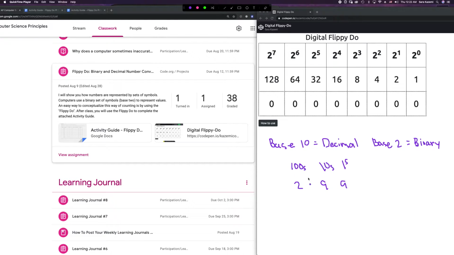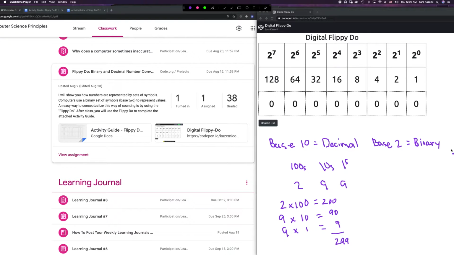But the reason why we know that it's 299 is because we have two 100s, so that's 2 times 100. We have 9 tens, and we have 9 ones. So if we calculate what each of these is, 2 times 100 is 200, 9 times 10 is 90, and 9 times 1 is 9. So when we add that all together, it's 299, the value.